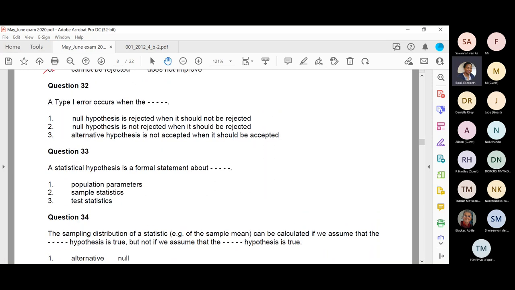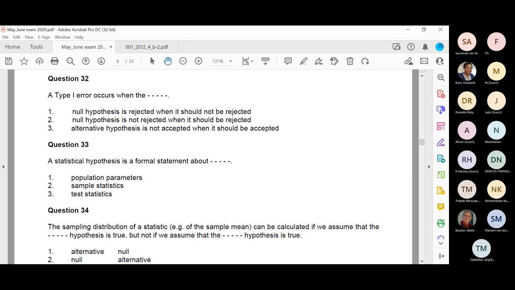Okay. Question 82. A type 1 error occurs when, one, the null hypothesis is rejected when it should not be rejected. Two, the null hypothesis is rejected when it should be rejected. Three, alternative hypothesis is not accepted. One, when the null hypothesis is rejected when it should not be rejected, that causes a type one error. Yes, I agree. Number two is a type two error.